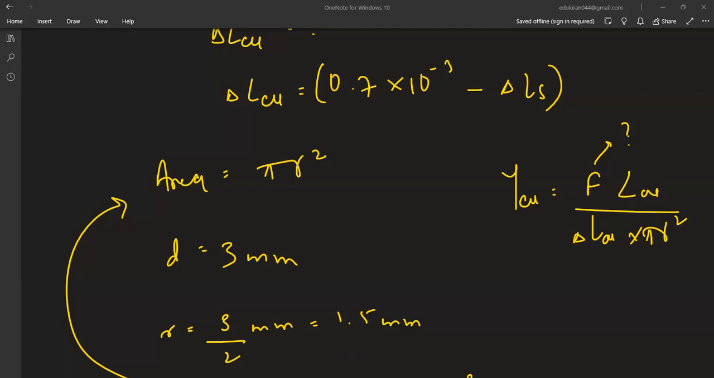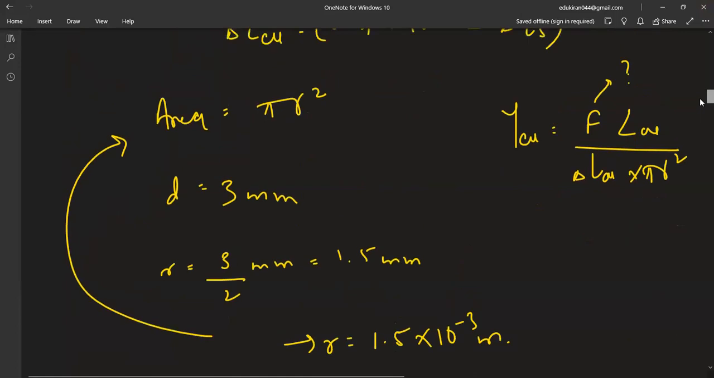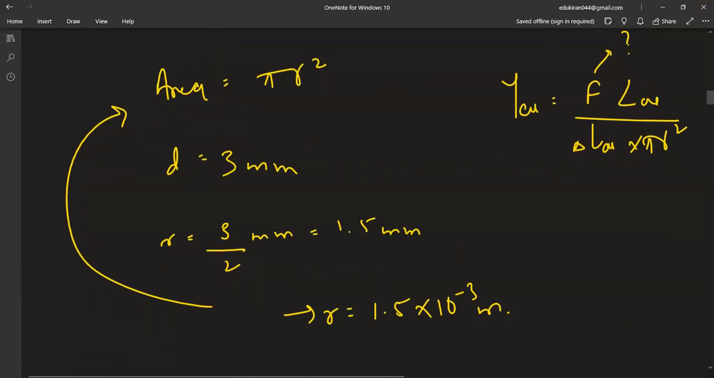Ma'am, can you scroll down? Done, Harsha? Ma'am, I'm just inserting the values. Okay.